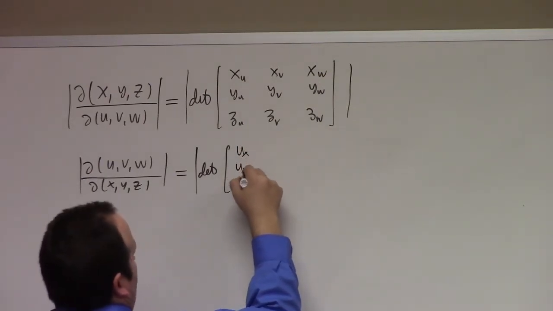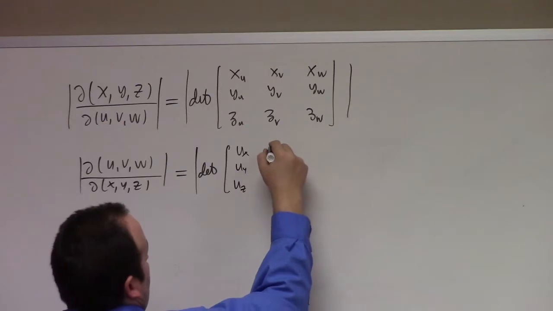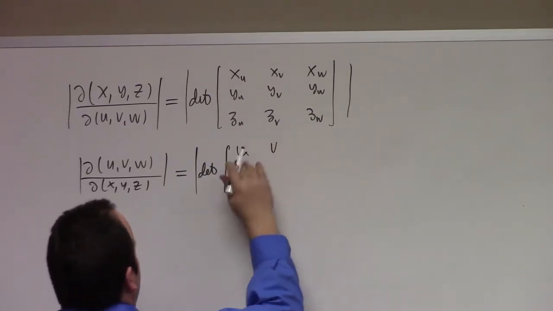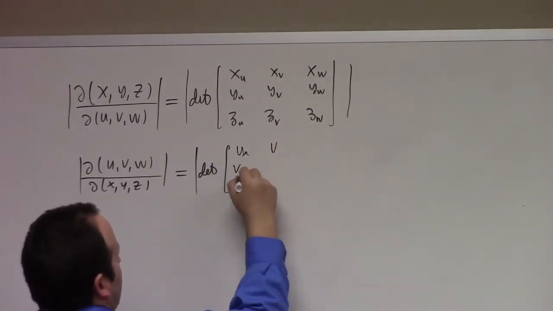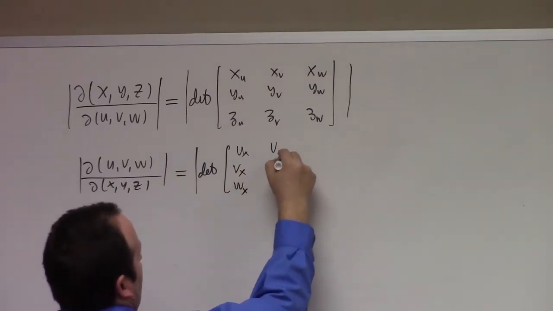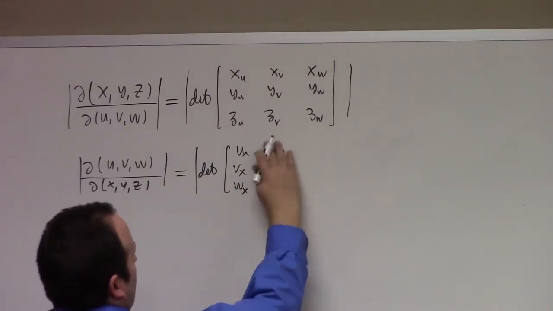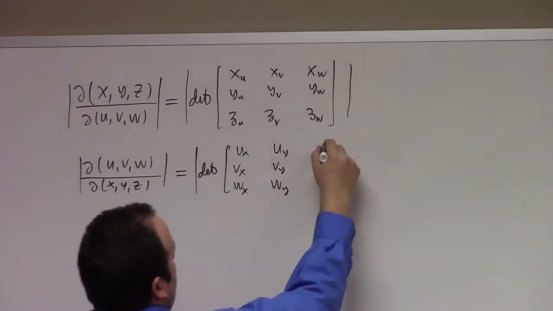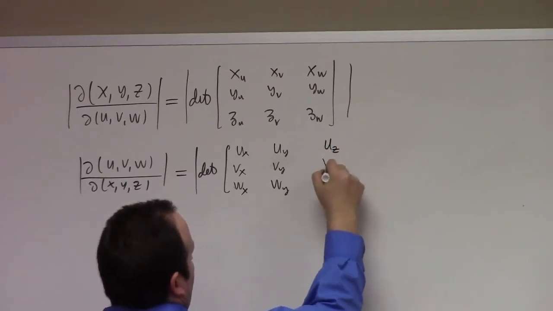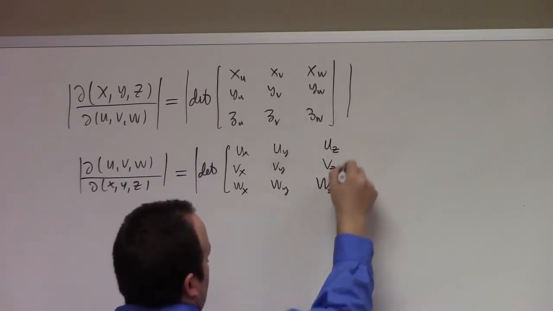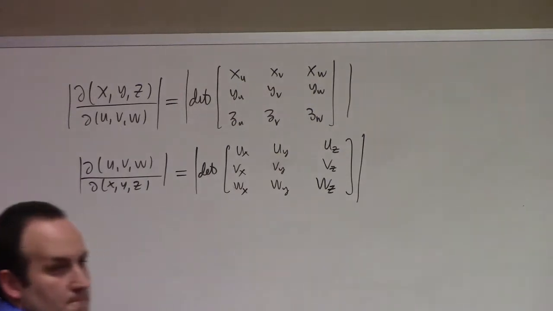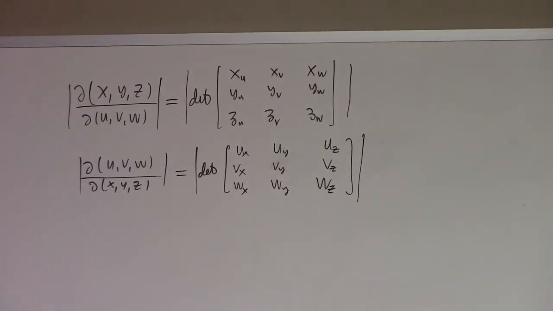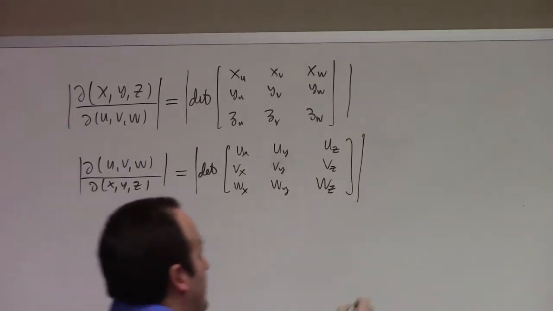So this would be the determinant of ux, vx, wx, uy, vy, wy, uz, vz, wz. So this would be like the Jacobian of the transformation versus the Jacobian of the inverse transformation. How are these related?